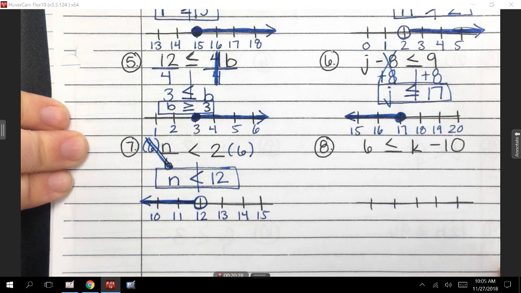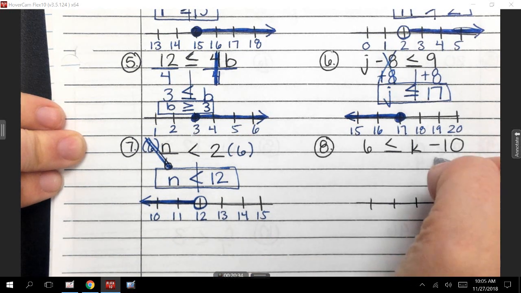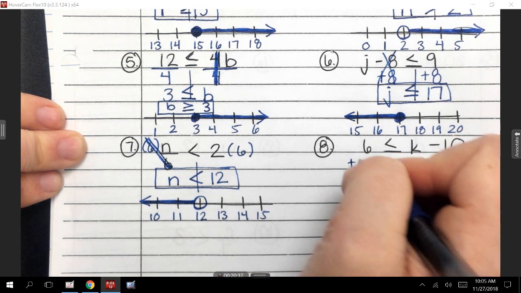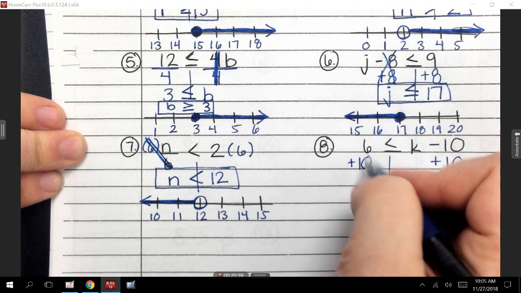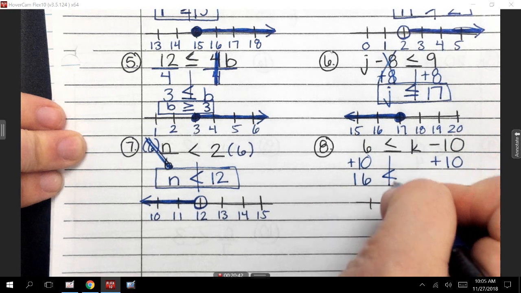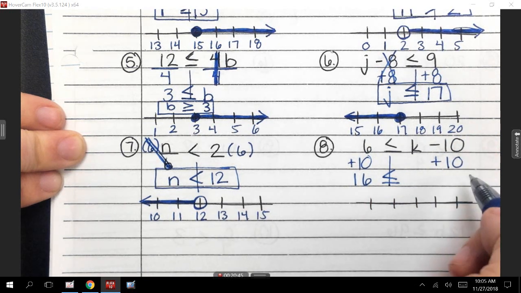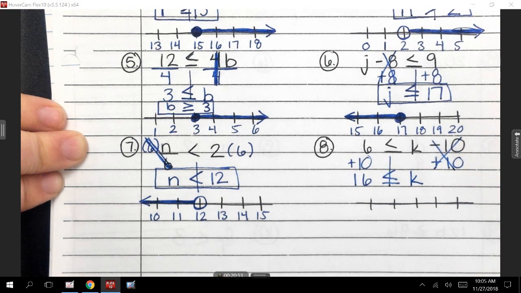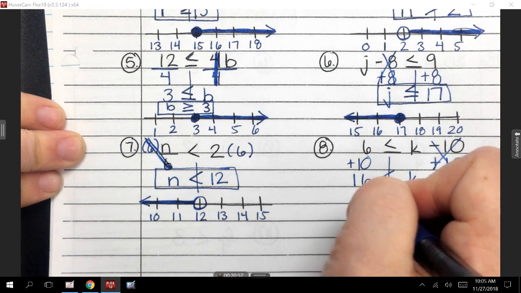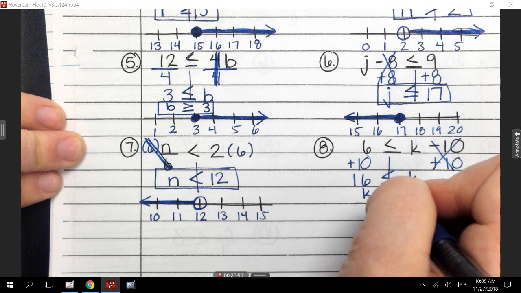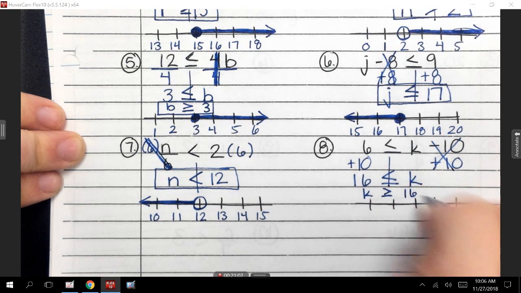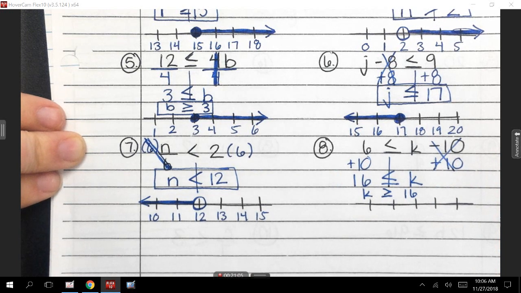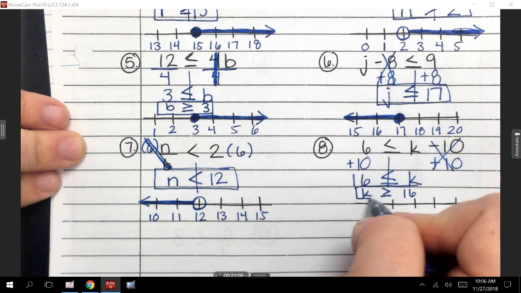Okay. All right, last one, number 8. What do I need to do to solve number 8, Gabe? Add 10 to both sides. All right, so 6 plus 10? 16. Keep my symbol, less than or equal to. What happens to my minus 10 and plus 10? Those go away, so I have just K. Is that a good answer? No. What do I need to do to that answer, Layla? Flip the K, switch the sign, make sure that 16 goes at the end. Now, is that a good answer? Yeah, make sure we flip everything in it.